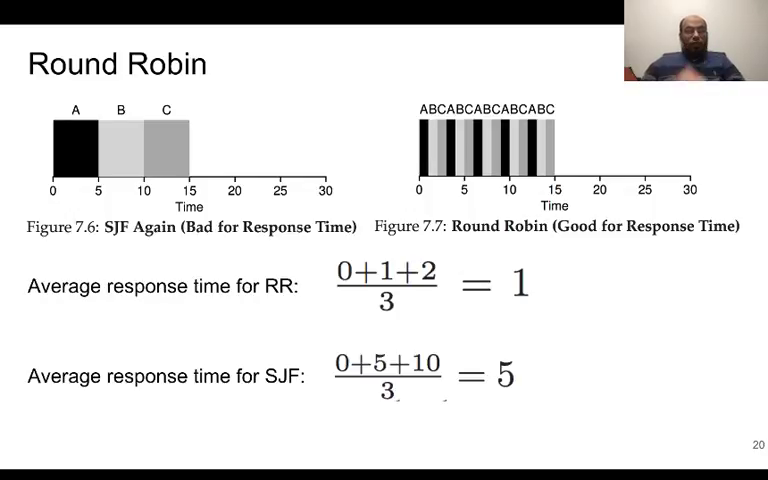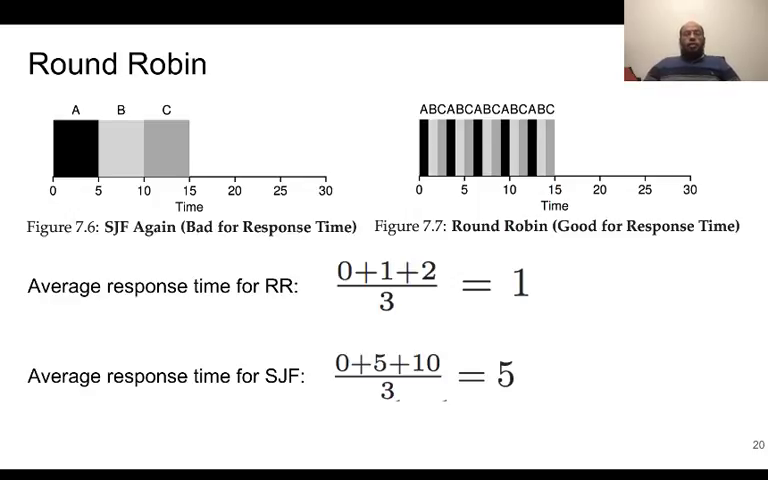So if you look at the average response time for round robin in this case, A has to wait for 0 time units. B has to wait for basically 1 time quanta, 1, and C has to wait for 2 time quantas where A and B run, so 2. So your average response time for round robin is 1.